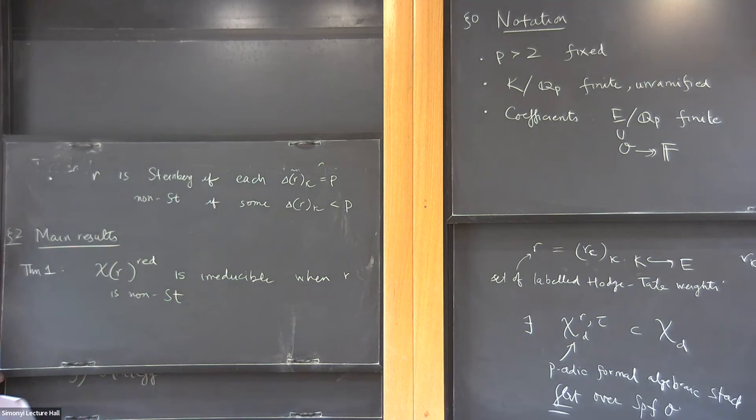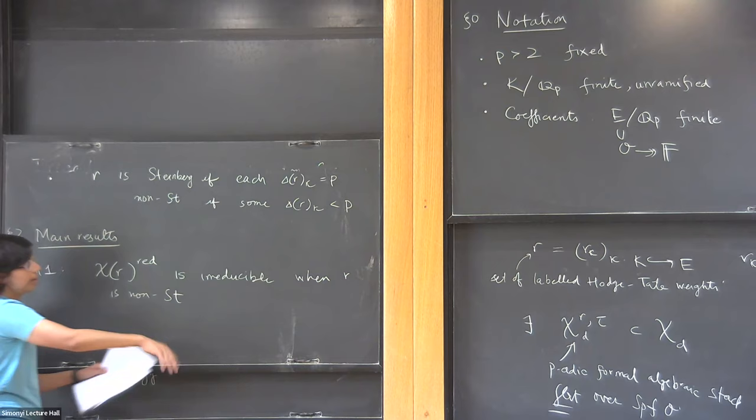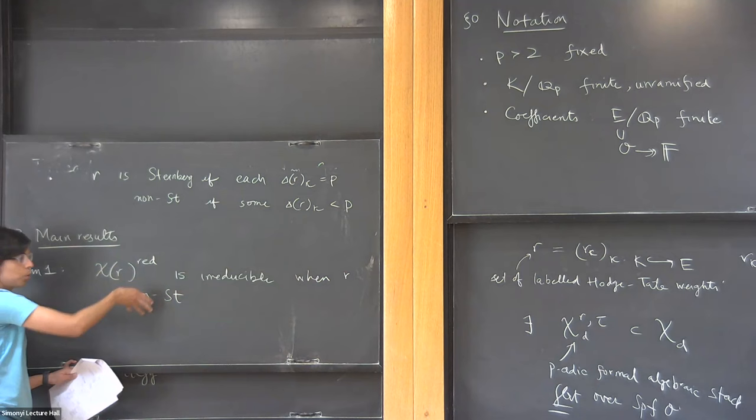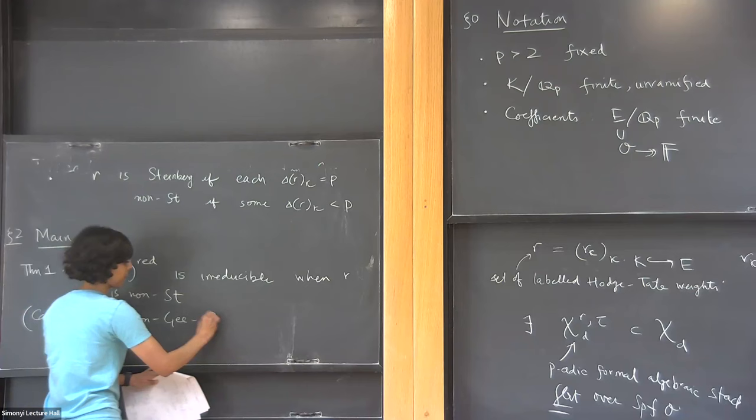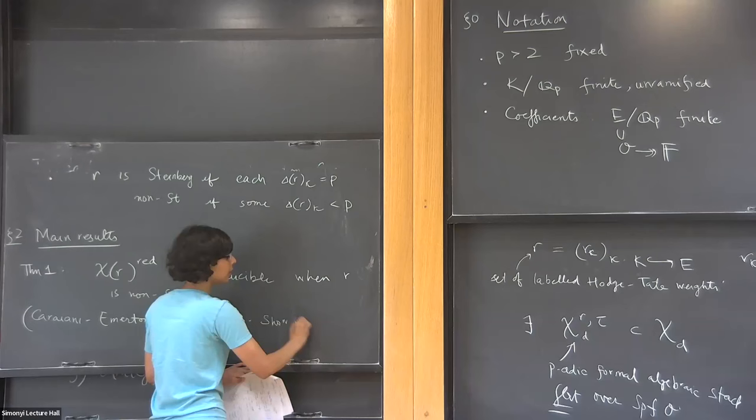But here I take R to be any Hodge-Tate weights, of course sufficiently small. The differences are no bigger than P. And in this situation, the locus is irreducible. This has been proven in the regular case. There is a paper by Caraiani, Emerton-Gee, and Savitt. They show it for R regular, which means none of the differences are zero.